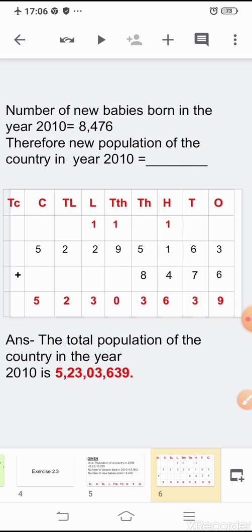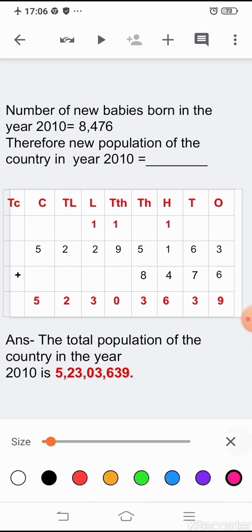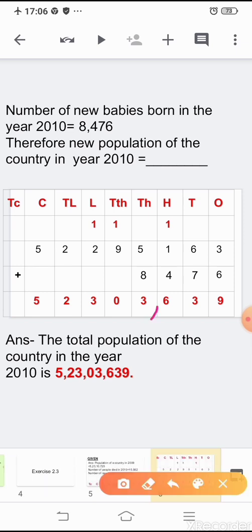When you add, place the commas. How will you read this? You will read it as 5 crore 23 lakh 3,639. So the final answer you will write as: the total population of the country in the year 2010 is 5 crore 23 lakh 3,639.